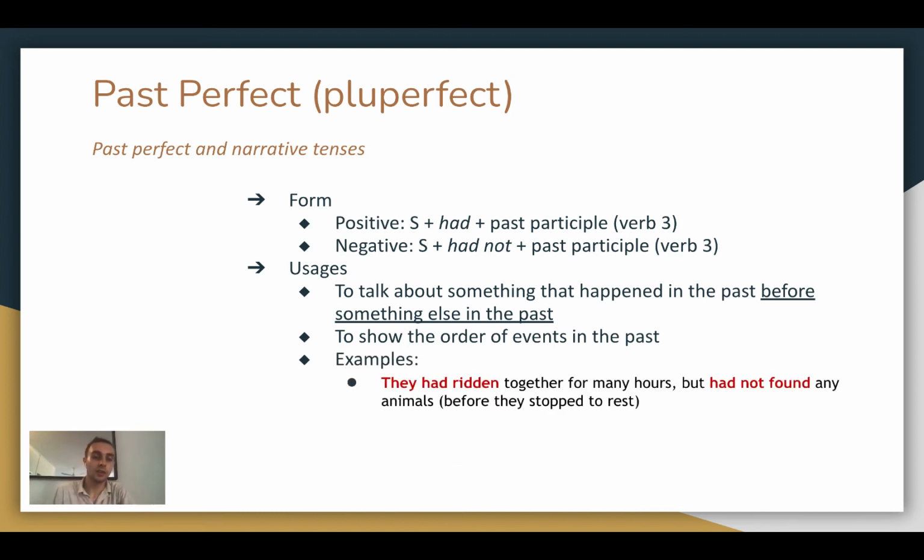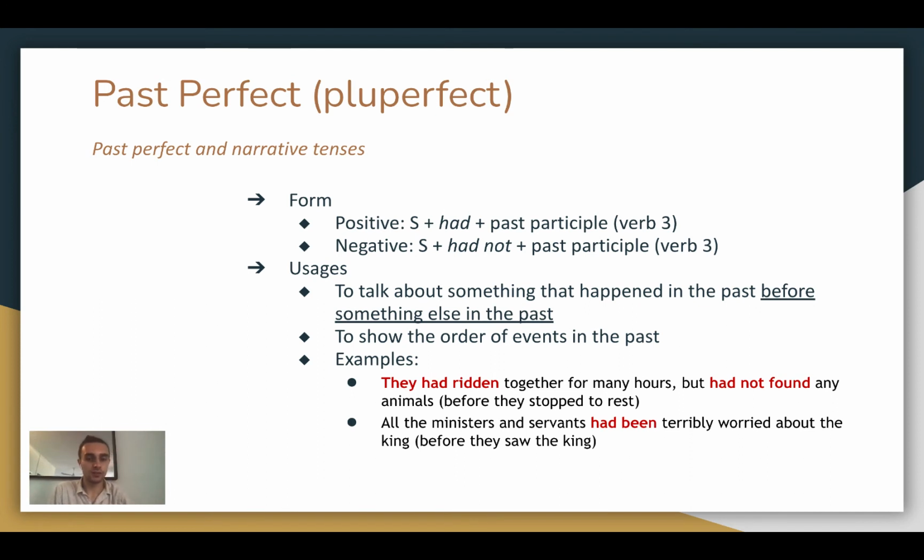Examples in the story are: they had ridden together for many hours, but had not found any animals before they stopped to rest. So everything is happening in the past, but they had ridden and had not found any animals before they stopped to rest, which is the past simple. All the ministers and servants had been terribly worried about the king before they saw the king. So this is all in the past, but they had been terribly worried before they saw the king. So we have the past perfect, and then that's followed by the past simple.